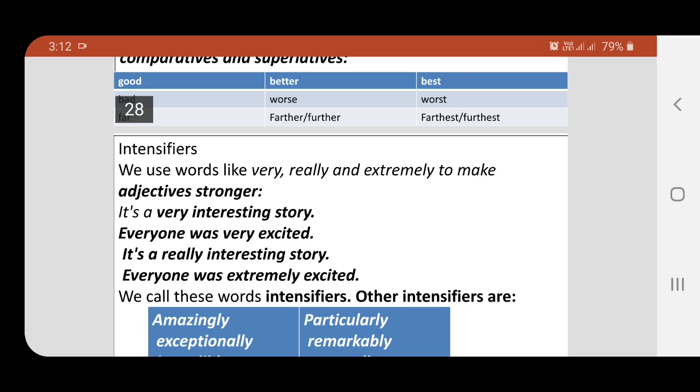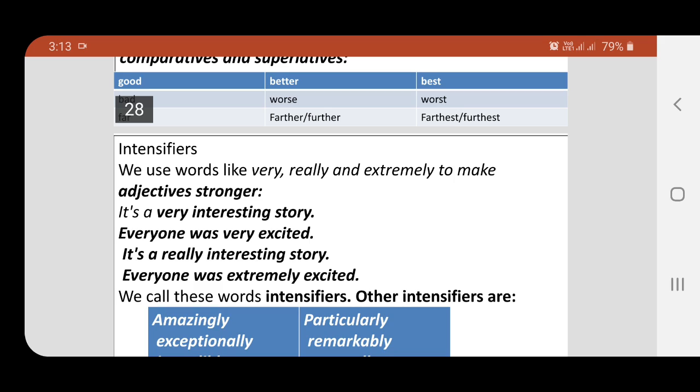It is a very interesting story. Comparative adjective, and we have interesting adjectives, that is describing the quality. It is a very interesting story. Everyone was very excited. It is really an interesting story. Everyone was extremely excited.